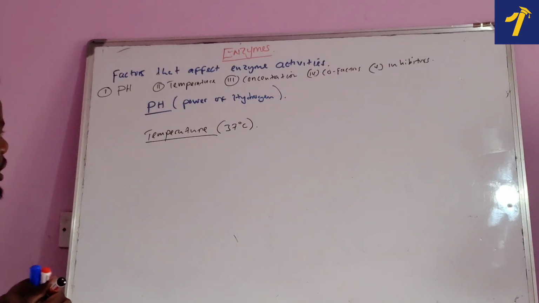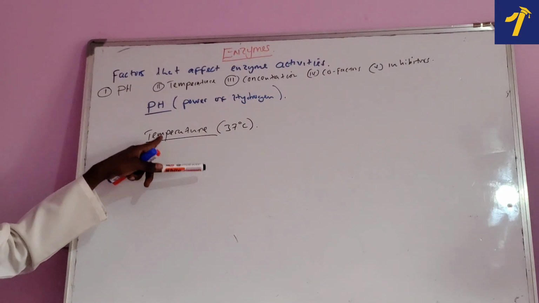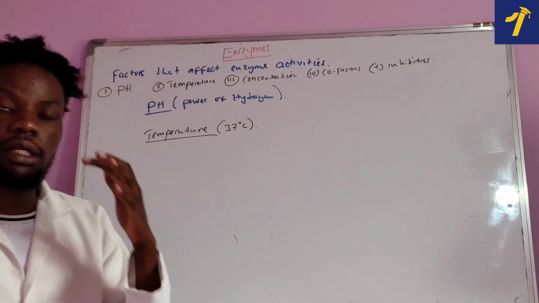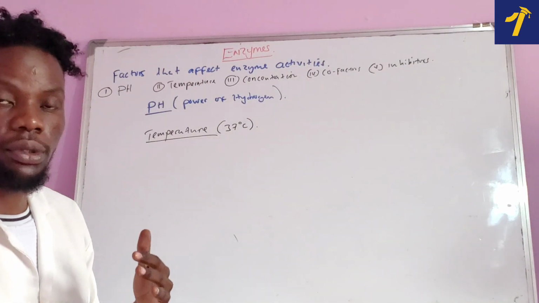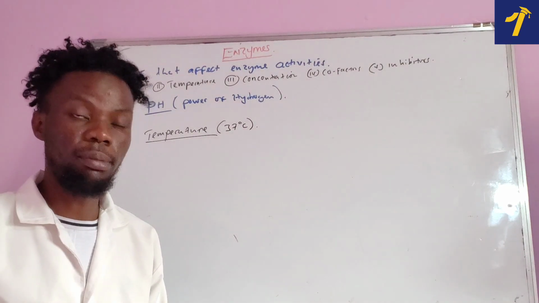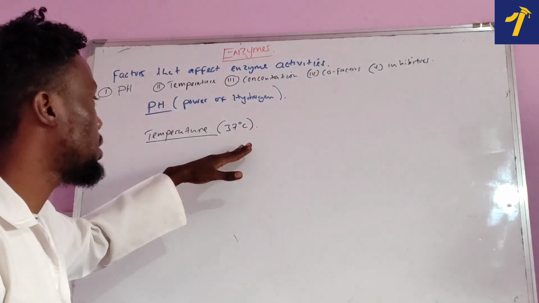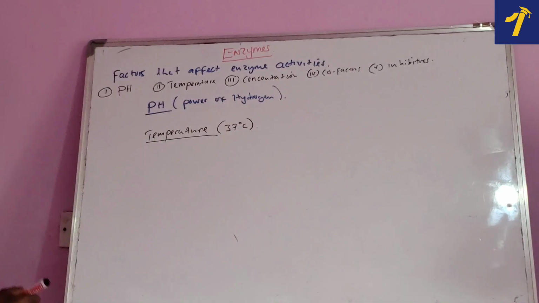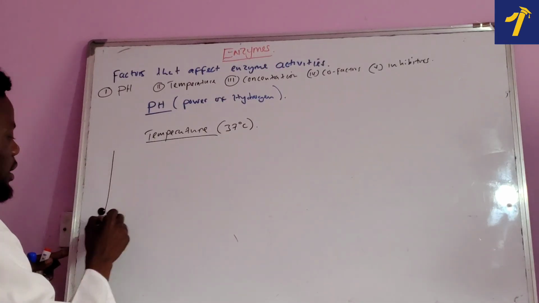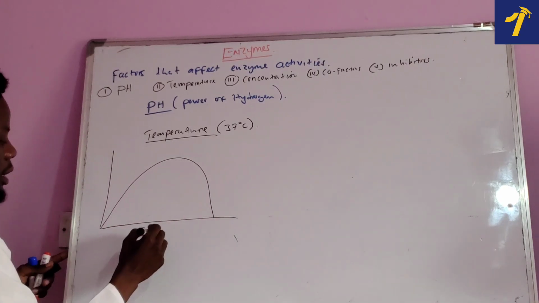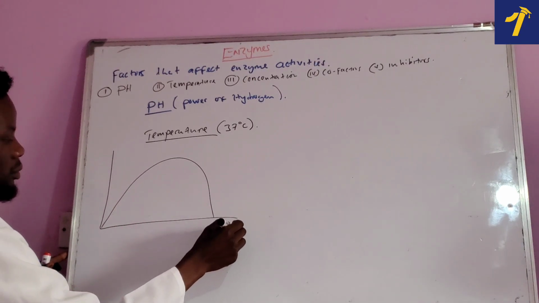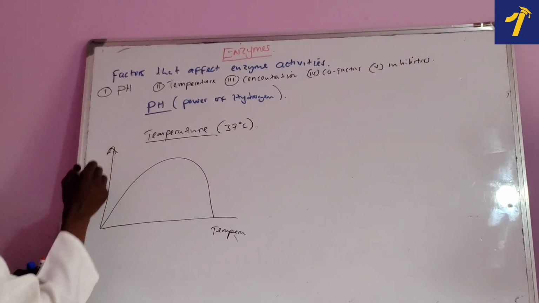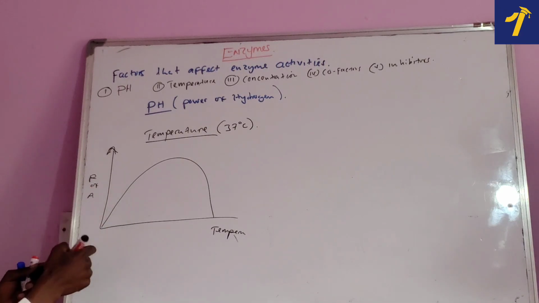Now, the question we can ask is, how does temperature affect the rate of enzyme activity? If you increase the temperature, you're going to increase the rate of enzyme activity. But if you increase the temperature more than 37 degrees Celsius, you're going to decrease the rate of enzyme activity. So what do I mean? I'm going to be given a graph like this. This side is for temperature, and this side, the y-axis, is for rate of enzyme activity.